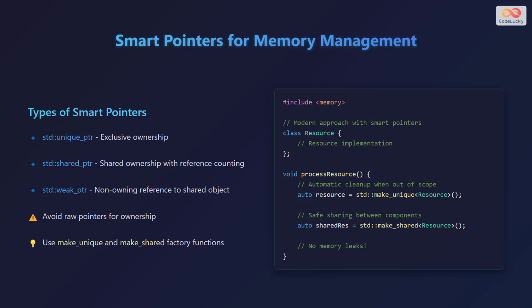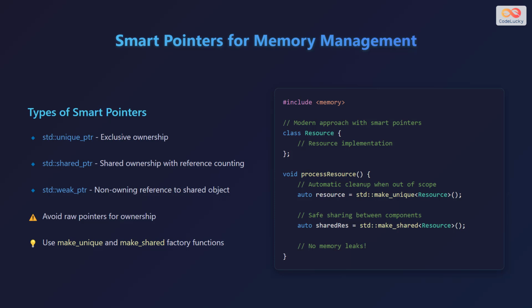Then std::shared_ptr, which allows shared ownership with reference counting. Multiple shared_ptr instances can point to the same object, and the object is automatically deleted when the last shared_ptr is destroyed. Finally, there is std::weak_ptr, a non-owning reference to a shared object. It's used to observe an object managed by shared_ptr without participating in the ownership.